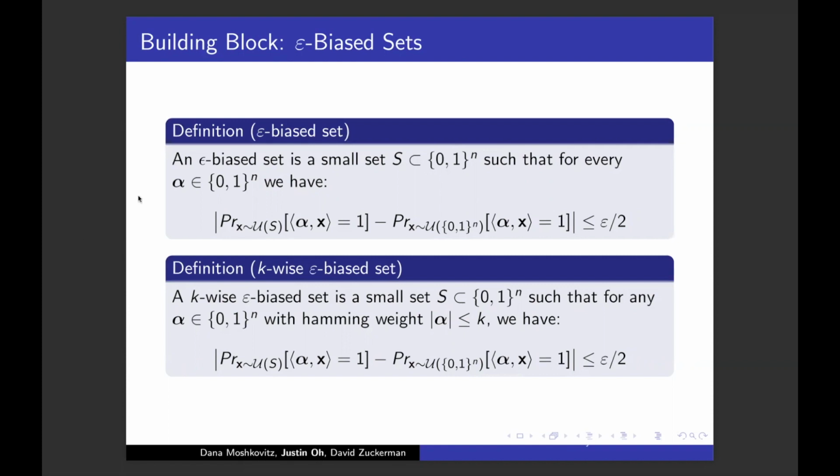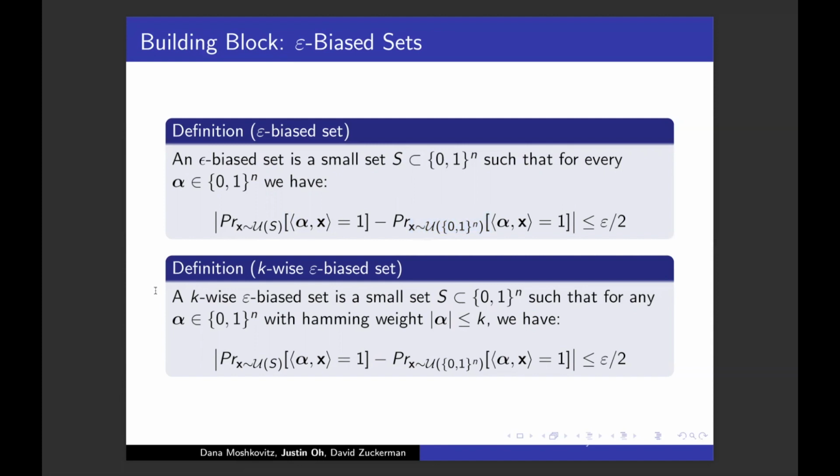So let's remind ourselves what an epsilon bias set is. It's a small set S, which is a subset of {0,1}^n, such that for every alpha in {0,1}^n, if you draw a random element from this set S and look at the inner product of alpha with that element, the probability that that inner product is 1 is epsilon close to the probability that the inner product is 1 when you draw x from the uniform distribution over all possible strings in {0,1}^n.